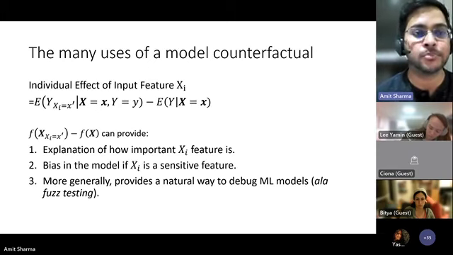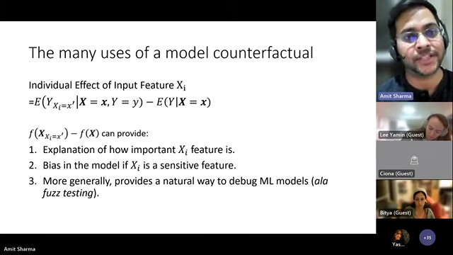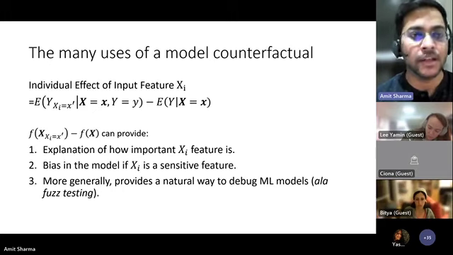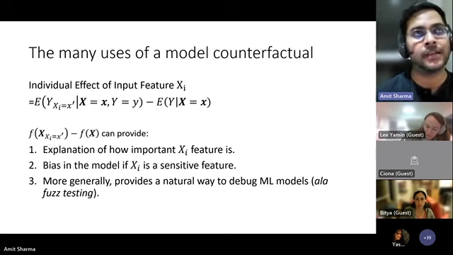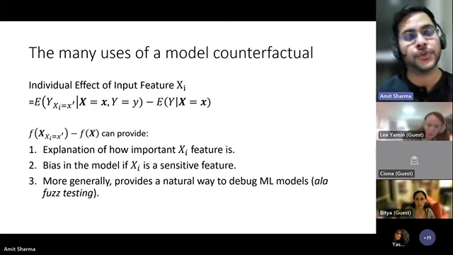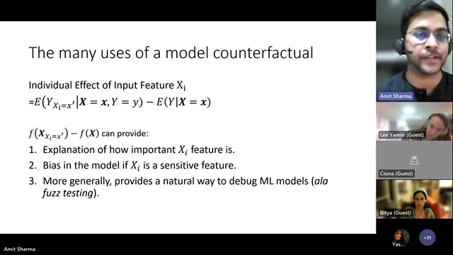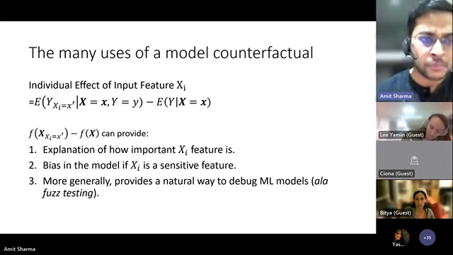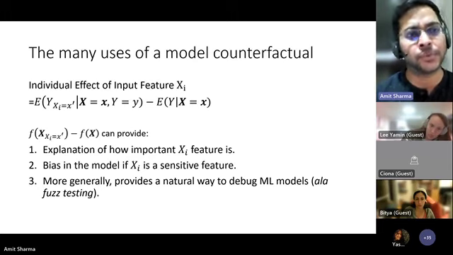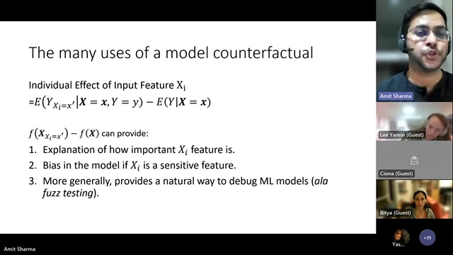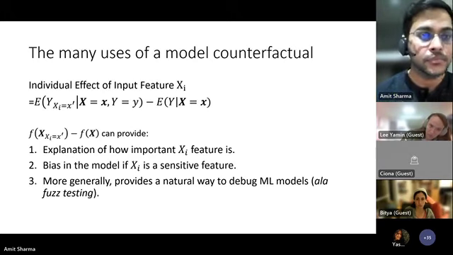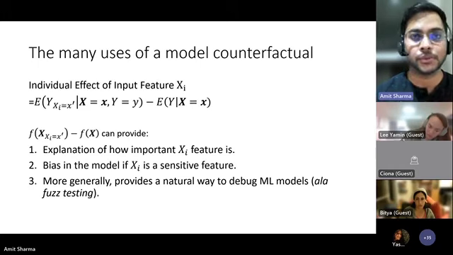You can think about how important xi is, because if xi is important, then this difference has to be big. If xi is a sensitive feature, for example, race or gender, then you can also think about this as a level of bias in the model. So you can also think of it as a tool that can allow you to detect unfairness. But also more generally, you can also think of it as a debugging tool. So suppose you know some xi variable for which the model should never change its prediction. In that case, you can also think of this as a debugging tool.